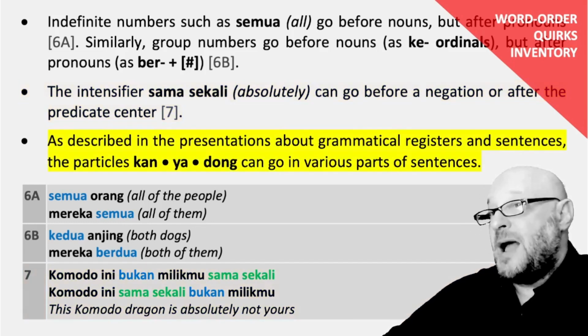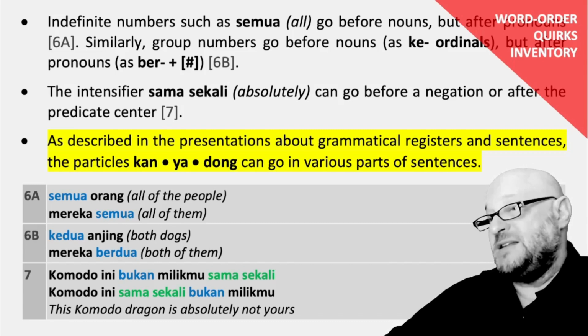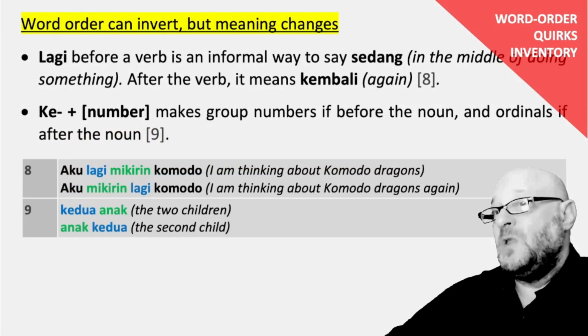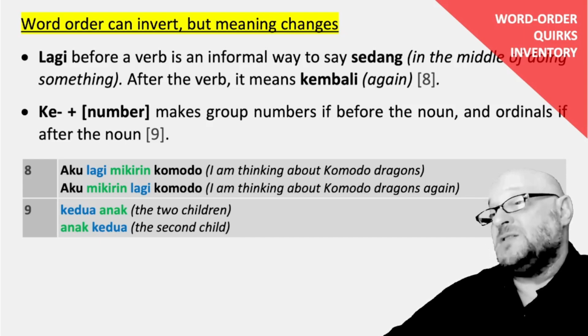As described in the presentations about grammatical registers and sentences, the particles kan, ya, dong can go in various parts of sentences. Word order can invert, but the meaning changes for the following.